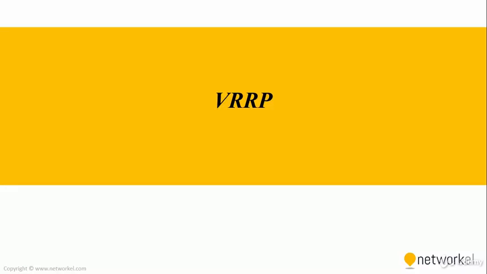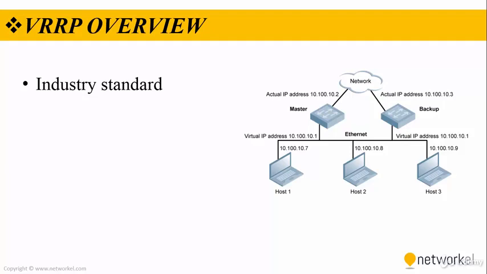In this section, we are going to talk about the VRRP protocol. The Virtual Router Redundancy Protocol is a computer networking protocol that provides for automatic assignment of available IP routers to participating hosts. This increases the availability and reliability of routing paths via automatic default gateway selection on an IP subnetwork.